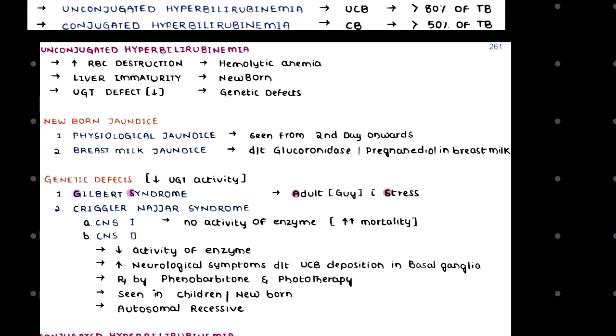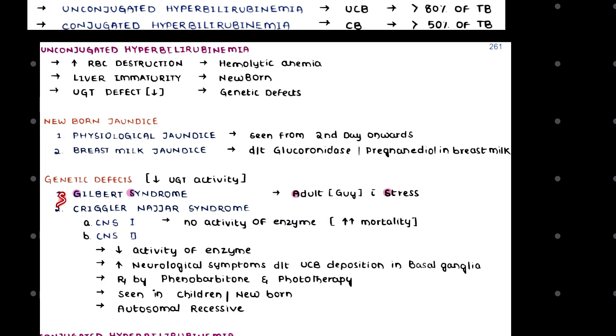Okay, the first condition is Gilbert syndrome. Now what is this Gilbert syndrome? There is one patient who comes to you, a young person, and he comes to you after getting stress. A young guy after getting stress will come to you with jaundice. At that time what we need to know is that he is suffering from Gilbert syndrome. Okay, now what is this condition?